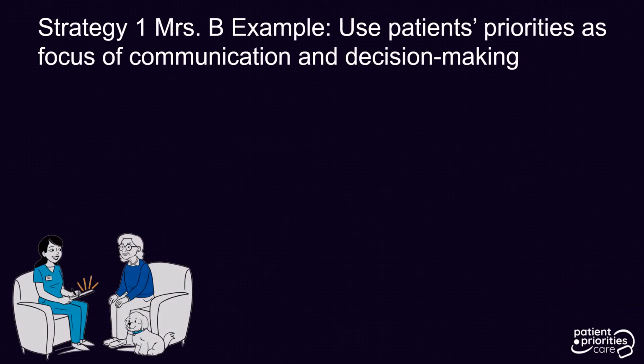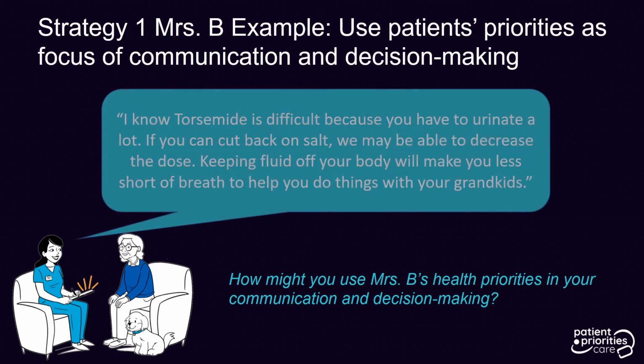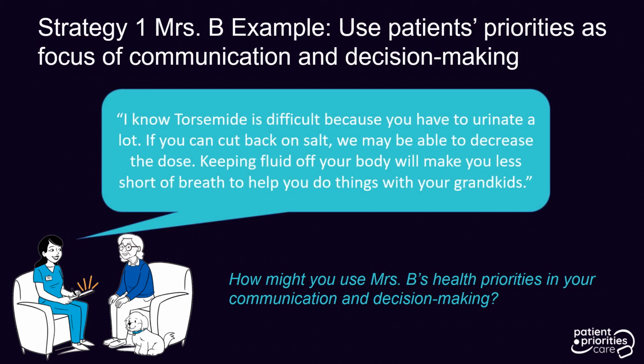So when you think about Mrs. B, there are many places to start. You now know what she is willing and able to do and what she felt was most burdensome. Let's start with her diuretic. You might say, "I know that torsemide is difficult because you have to go to the bathroom a lot, but if you'd be willing to cut back on some salt, you might be able to decrease the dose of the diuretic. It is important to keep fluid off your body so that you can be less short of breath to help you to do the things you want to do with your grandchildren." You thus present the trade-off, but the decision-making is within her priorities.